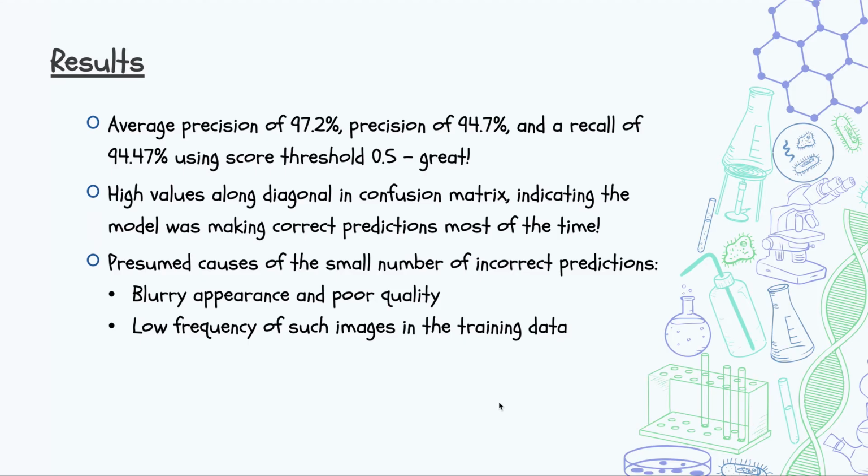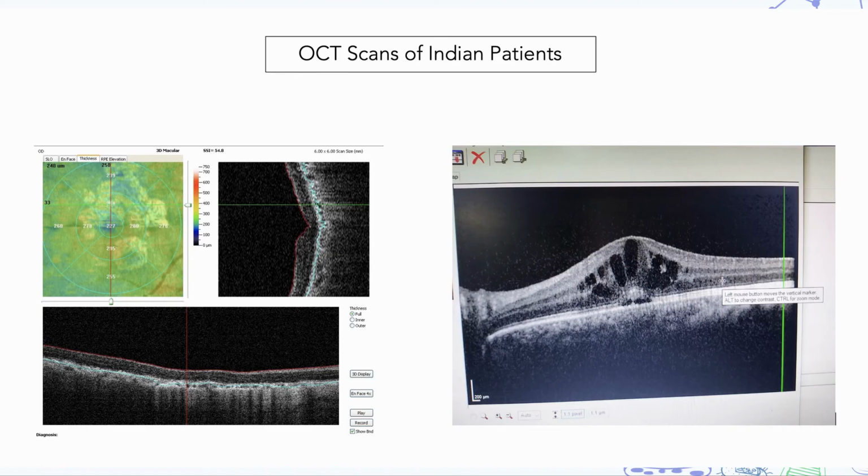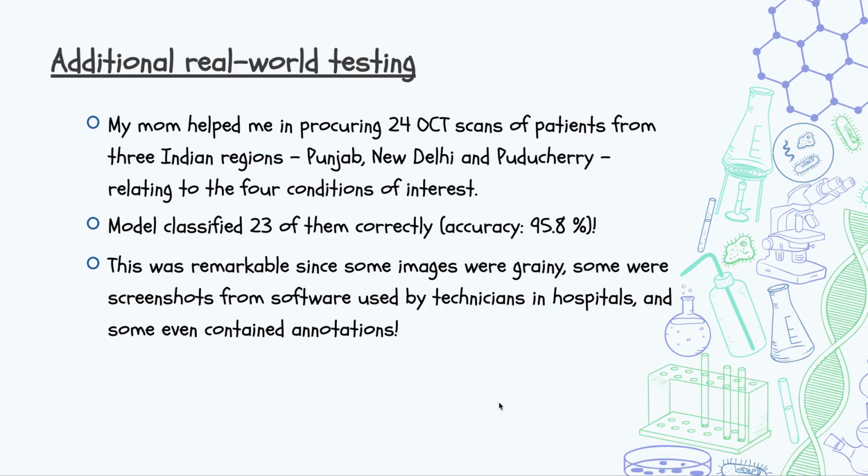I believe that the primary reason for the model making incorrect predictions about the 3 wrong ones was their poor quality. Another cause was the low frequency of these kinds of images in the downloaded raw training data. For further testing, I requested my mother to arrange some OCT scans from her ophthalmologist friends. Consequently, I was able to procure 24 OCT scans of patients from the regions of Punjab, New Delhi, and Puducherry, relating to all 4 conditions of interest. I tested these images on the model, and it was able to classify 23 of them correctly, implying an accuracy of 95.8%, which was incredible.